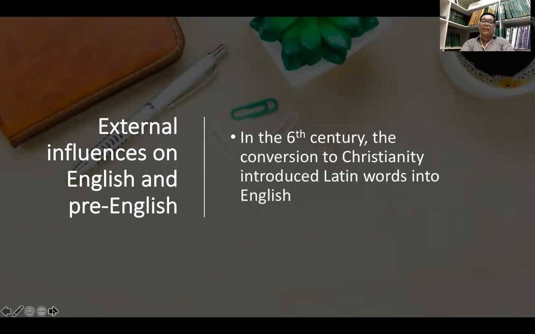In the 6th century, the conversion to Christianity introduced Latin words into English. Because English, when you review the language family tree, is under the Germanic dialect, you could see there that English later on was influenced by both Latin and French languages. So it was during the 6th century that Latin played an important role because of the conversion of people to Christianity. Because of that, Latin words were introduced, and then there were now loan words coming from Latin and later on absorbed into the English language.